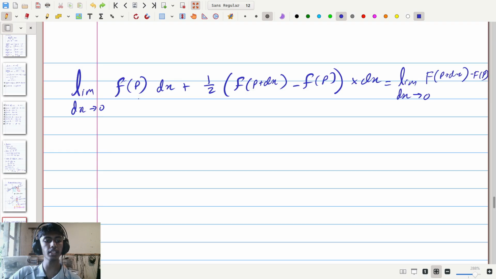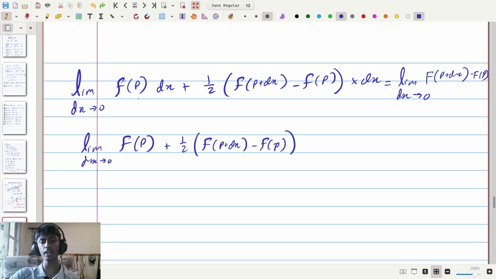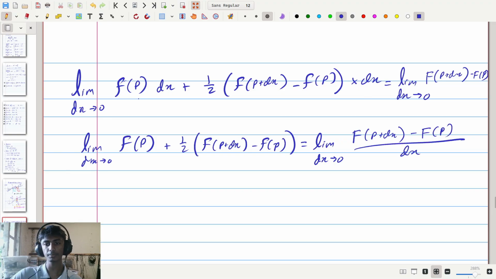So therefore what we get is the limit as dx approaches 0 of, when we divide by dx, this is going to be just f of p, plus this thing when we divide by dx is going to be half times f of p plus dx minus f of p. Since now we have divided by dx, this part's gone, and on the right side this is going to be equal to the limit as dx approaches 0 of F of p plus dx minus capital F of p all divided by dx. Now then, let's consider what we have here.